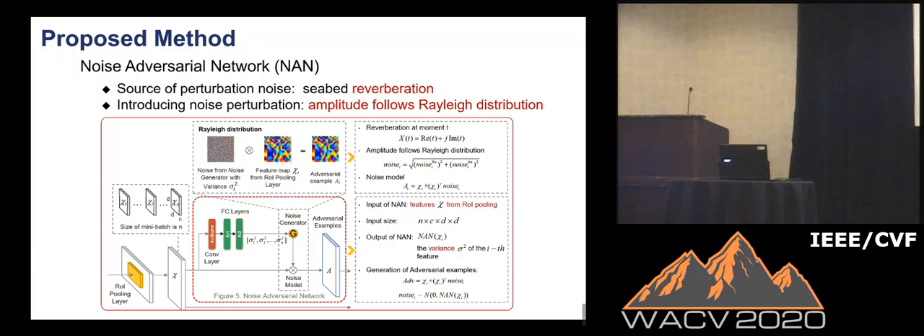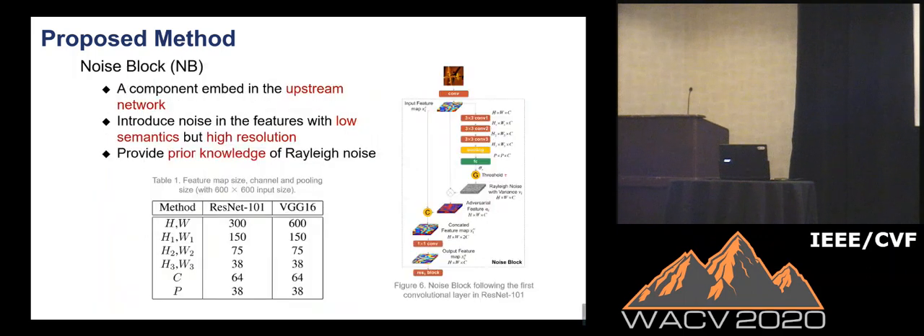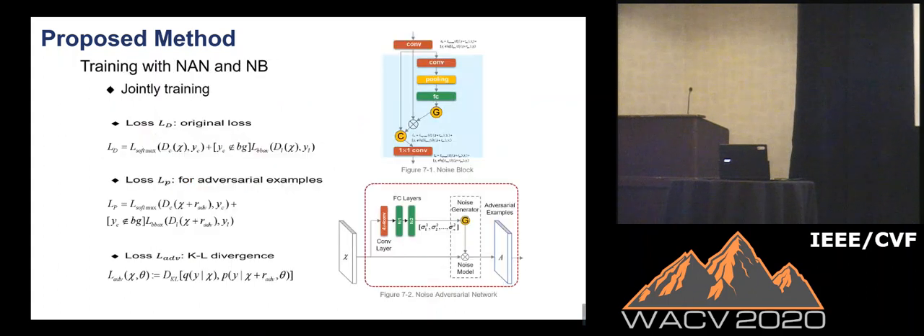In this component, we use a convolutional layer with two fully connected layers, which predict a wide range of noise for each feature map to simulate the sea reverberation. Then the noise is introduced into the original feature maps to generate adversarial examples. In the meanwhile, we design a noise block to induce speckle noise in the upstream layers to provide prior knowledge for the noise adversarial network. The noise block introduces speckle noise into a feature map with low semantic but high resolution. We jointly train the adversarial network and noise block with three kinds of loss functions.